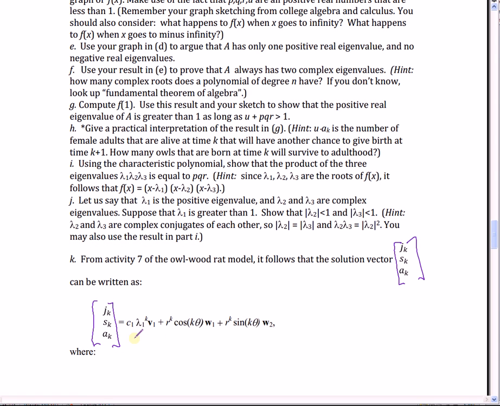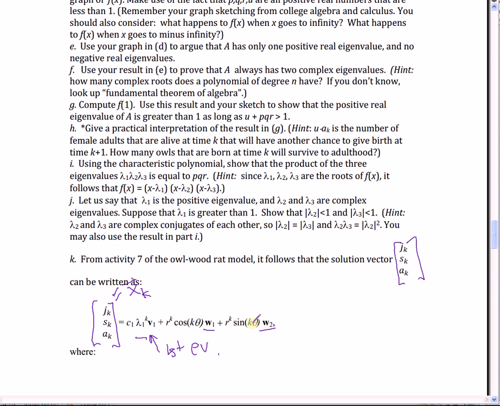This equation should look familiar to you. There are three terms here because we have three eigenvalues. Here's the first eigenvalue. If I'm trying to get jk or sk, ak, that's the same thing as xk. That's the state of the system at time k. Xk is equal to a linear combination of three vectors. This v1 is the first eigenvector. And when you have complex eigenvectors, the form is different. That was one of the exercises we proved. This W1 and W2 are not eigenvectors, but they are real vectors.